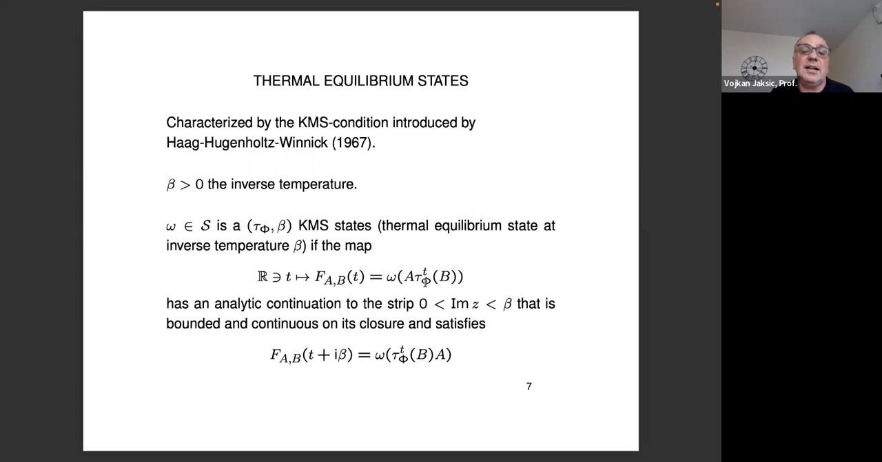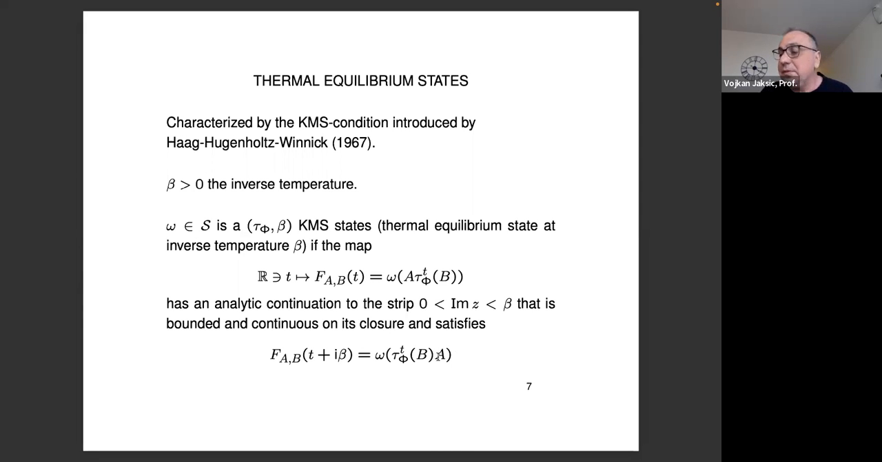If this function has an analytic continuation in t to the strip, 0 less than imaginary part of z less than beta, that is bounded and continuous on its closure, and satisfies the so-called Kubo-Martin-Schwinger boundary condition, the KMS boundary condition: if you take the analytic extension to the point t plus i beta, then you just reverse the roles of B and A in the first line. This analytic continuation is equal to omega of B evolved for time t multiplying A, a sort of cyclic property up to analytic continuation.